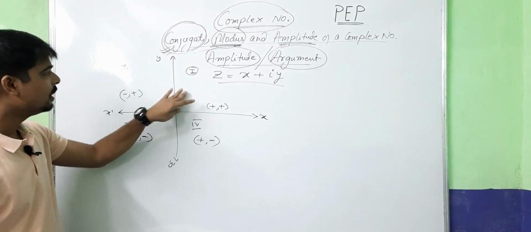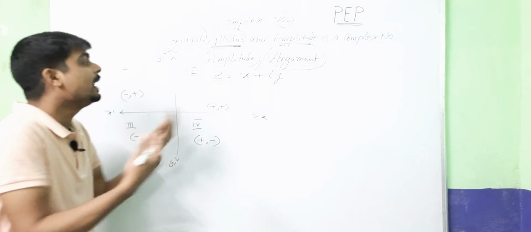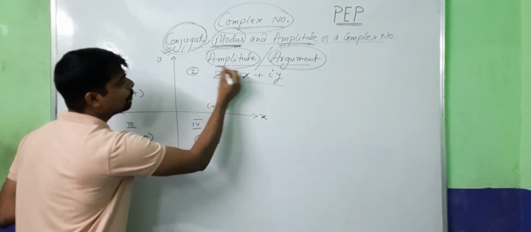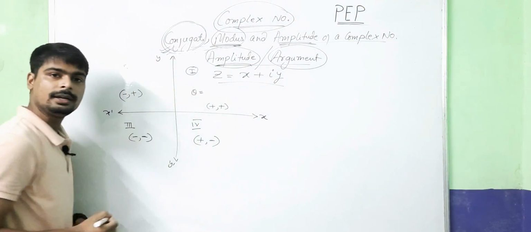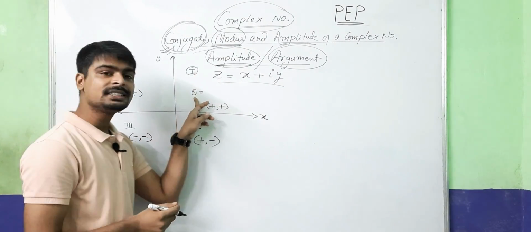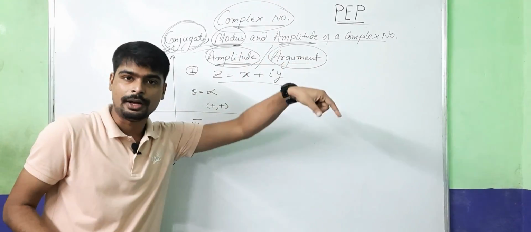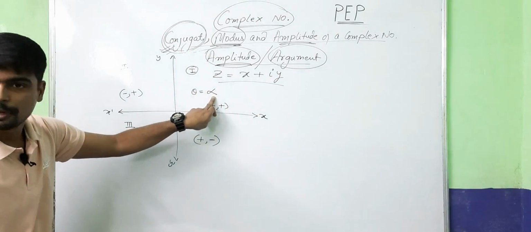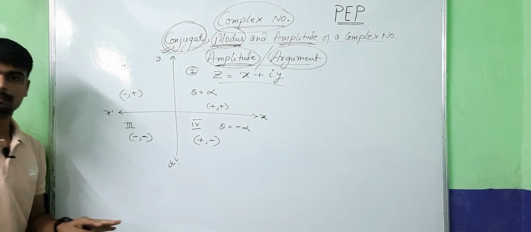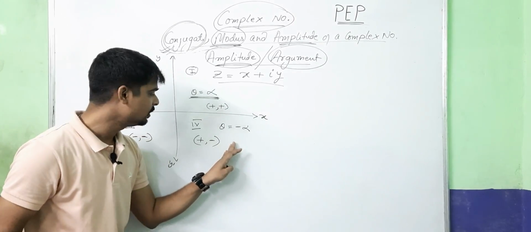But we are here to talk about argument. What will be the calculation of argument, or how to calculate the argument or amplitude of a complex number? See, in a complex number, amplitude is represented as theta. In the first quadrant, theta's value is alpha. I'll let you know what is the value of alpha or how to calculate alpha. In the fourth quadrant, theta's value will be minus alpha. Please take note of it.